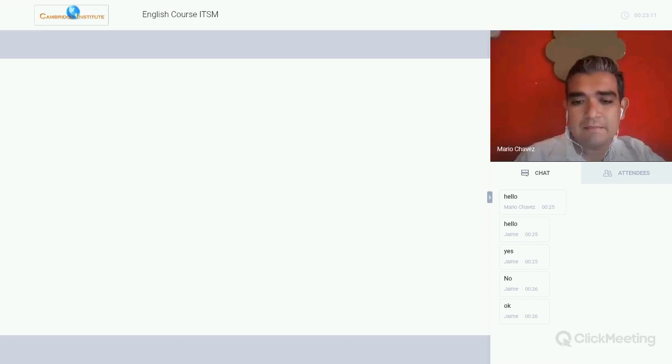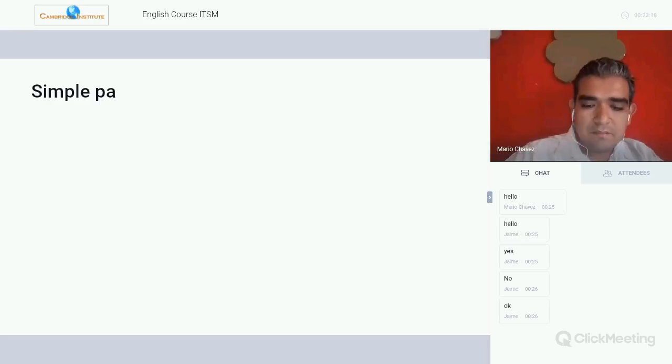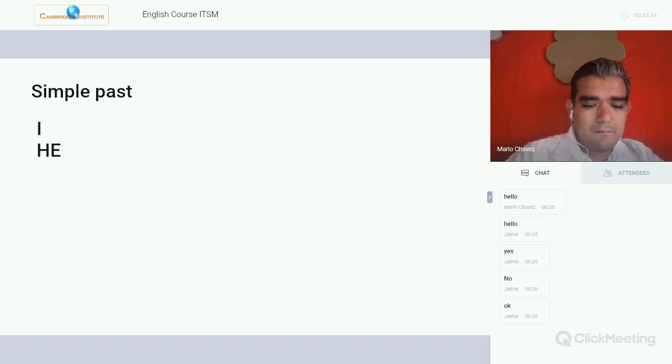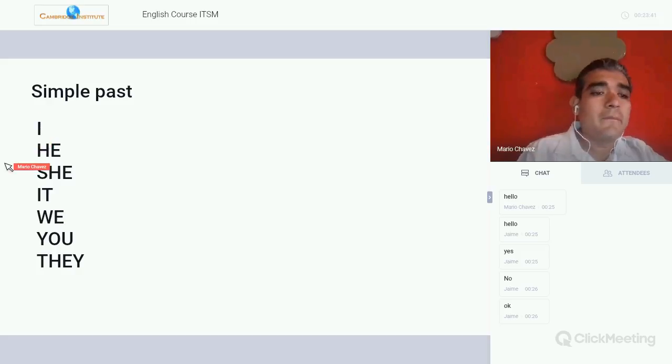Working on the simple past, okay? All right. So we are working on the simple past. We said that when we talk about the simple past, as in any other tense, we use the pronouns like I, he, she, it, we, you, and they, right? Okay, but we do something special.